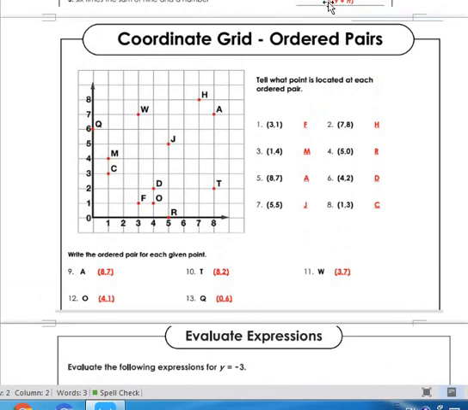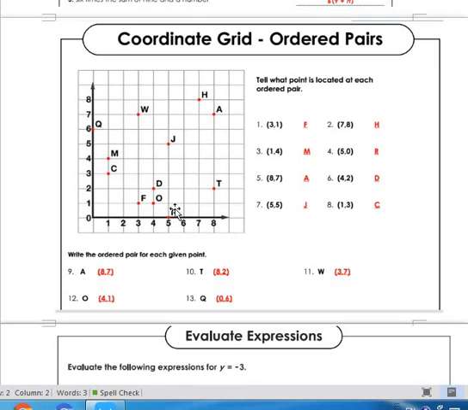Moving to the coordinate grid ordered pairs. Do you remember the coordinate grid? I have here the coordinate plane. I have here the x-axis and y-axis, and I have here the origin as you see here. Okay, tell what point is located at each ordered pair.